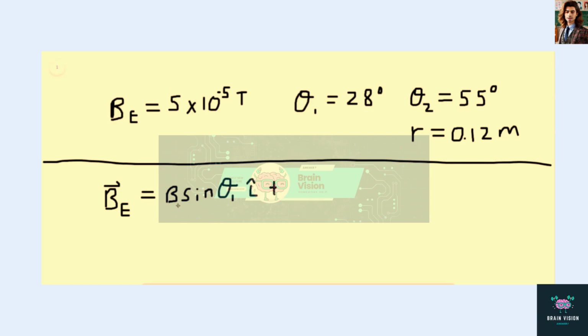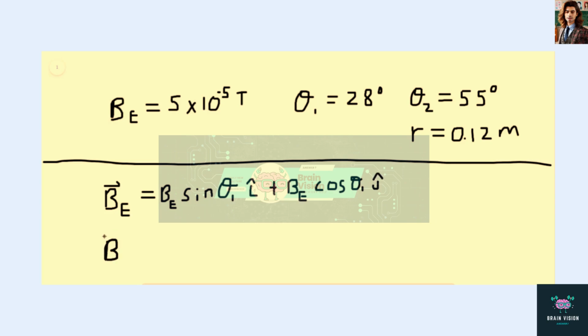And I forgot to write B sub E. I just wrote B. So this is the magnitude of Earth, B sub E. Okay, and then the y component is going to be B sub E times the cosine of the angle theta 1, in the y hat or j hat direction.